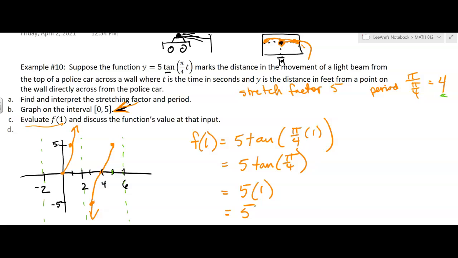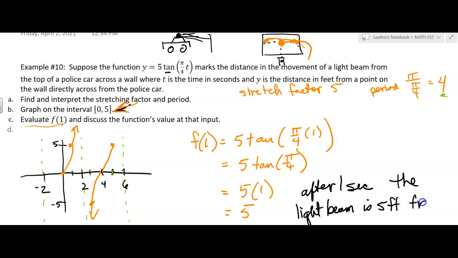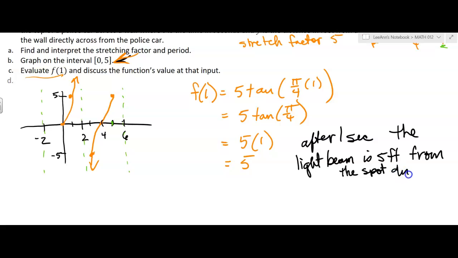So after 1 second, the light beam is 5 feet from the spot directly across from the police car. Have to scroll it up to write that. Spot directly across from the police car. Okay. And that's what it means.